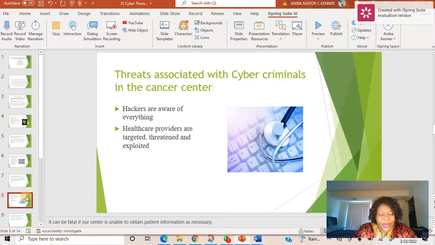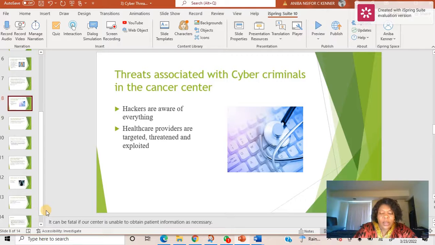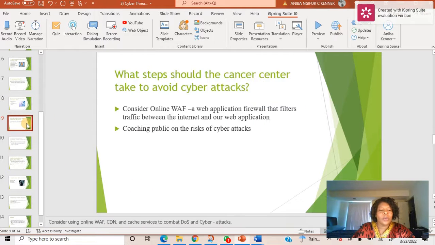Also, we must note that it can be fatal if our center is unable to obtain patient information as necessary. We should always be able to have patient information. Hackers are fully aware of this, that we will be in dire need if we are not able to access our information, and they exploit this desperation. And unfortunately, most healthcare facilities do experience this; we get targeted frequently because of this vulnerability.